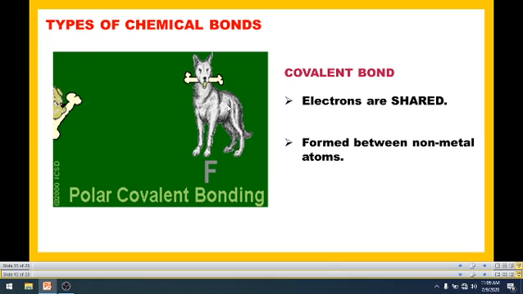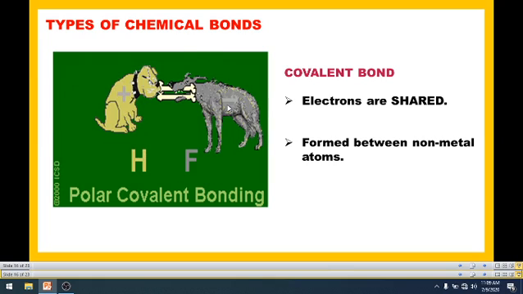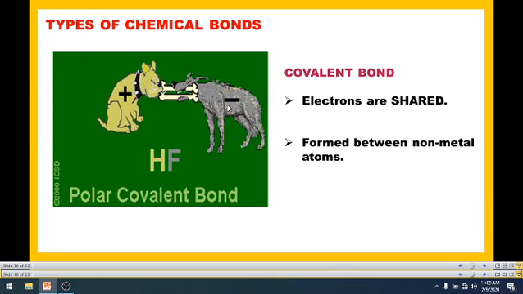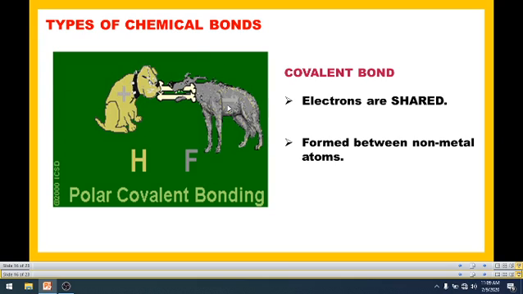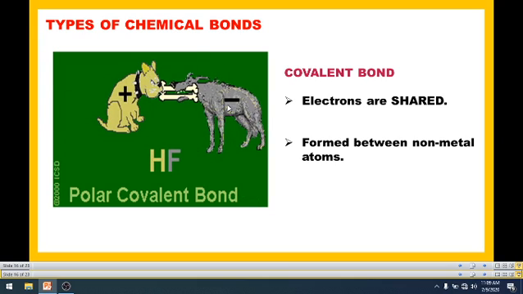And the next one is covalent bond. Covalent bond means here electrons are shared. Sharing of electrons takes place in a covalent bond. So covalent bonds are formed between non-metal atoms. Okay, so let us look at the example.